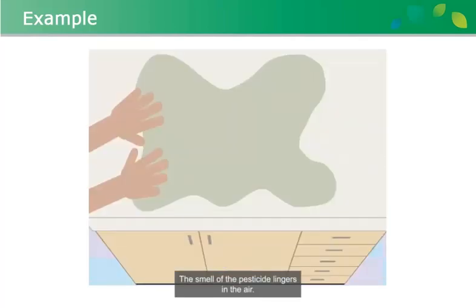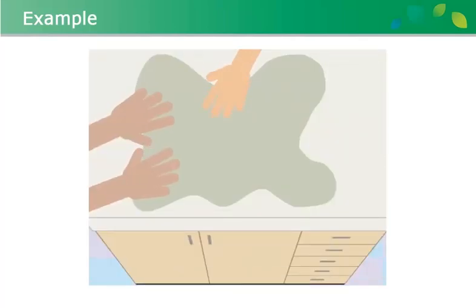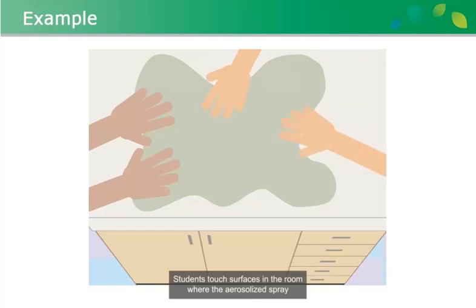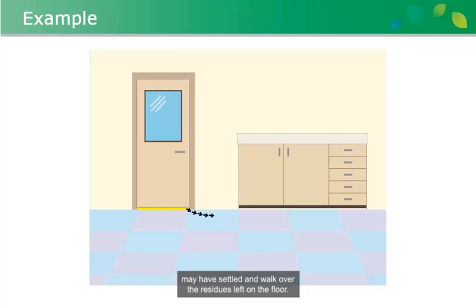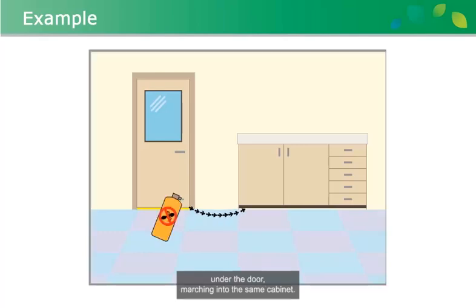The smell of the pesticide lingers in the air. Students touch surfaces in the room where the aerosolized spray may have settled and walk over the residues left on the floor. You come back to the classroom after the weekend and find another trail of ants, coming in from the same crack under the door, marching into the same cabinet.